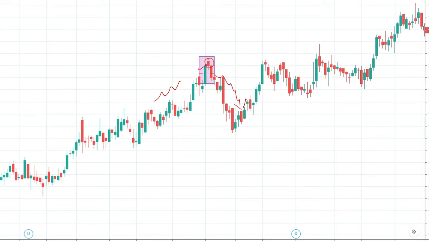So three candle patterns are quite effective in Indian market. You will see a lot of three candle patterns if you observe the chart carefully, and they have amazing risk reward ratio. You can definitely try it out and let us know in the comment section about your experience.